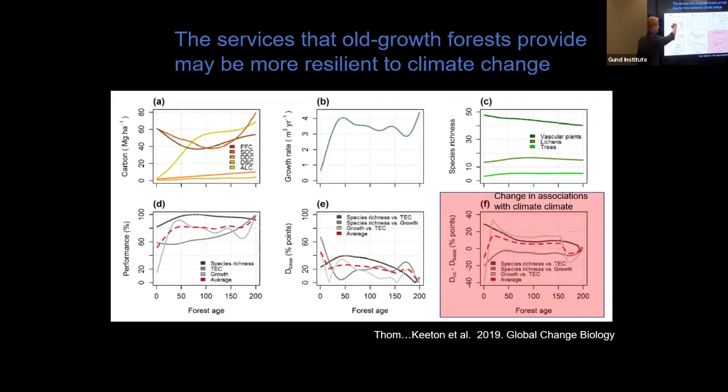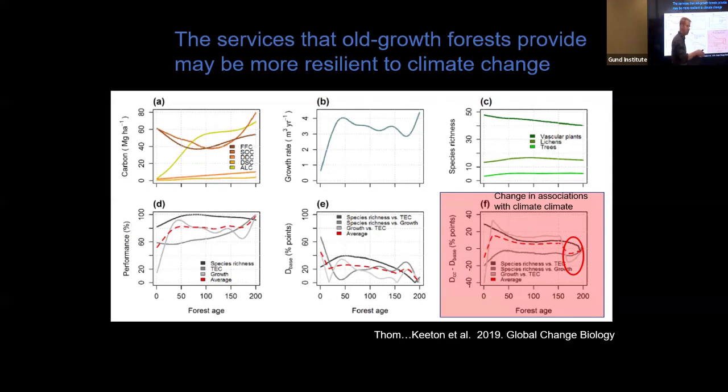So how do these ecosystem services relate to forest age? How do different taxa relate to forest age? We looked at those associations under the current climate, under a future predicted climate. And then we looked at the difference between associations now and how they will occur in the future. And what we found, I'm making a very complicated story short here, is that the associations between ecosystem services and biodiversity in relation to forest age remain intact. They remain more intact in older forests with a changing climate than they do in younger forests.